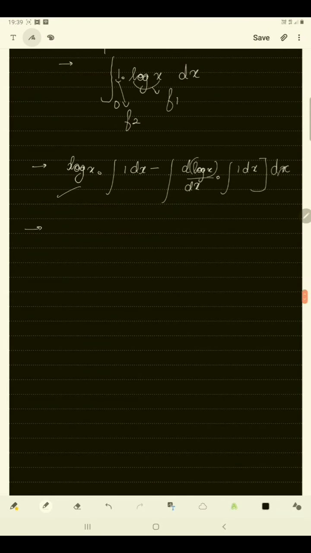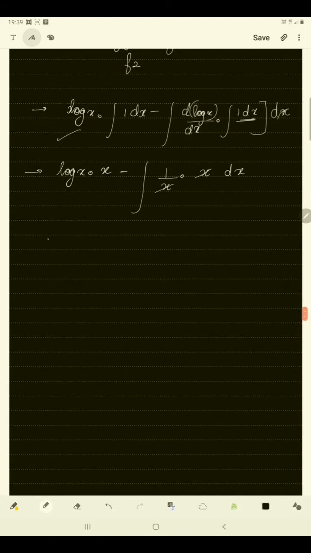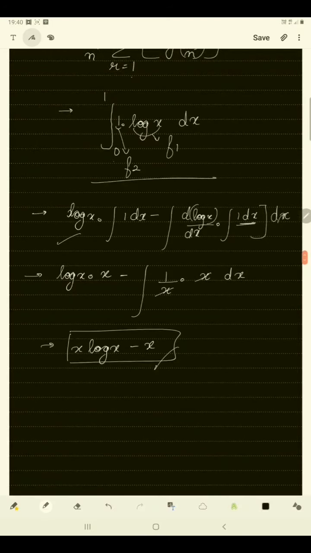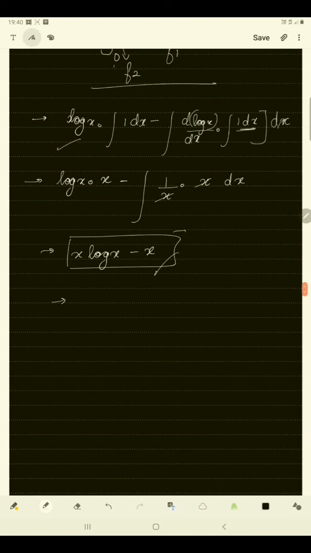I have actually taught this form in my previous videos, so I'm just going to write the answer, and we have minus integration of, now integration of 1 is x and differentiation of log x is 1 by x, so we can cancel these terms out and we get x log x minus x. So this is one of the most commonly seen forms. We see this form very commonly, so we are going to remember this formula and just put the values in it. So the limits are 0 to 1.